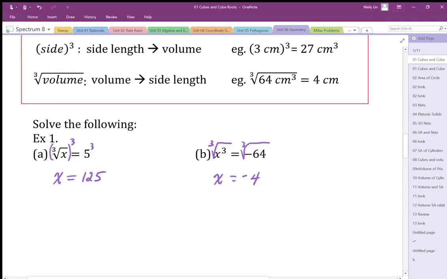So my side length, well, we can't really talk about side length here, but when we talk about the volume here, we're trying to find out the volume, which is 125. Here we're trying to find out the side length, which was negative 4.